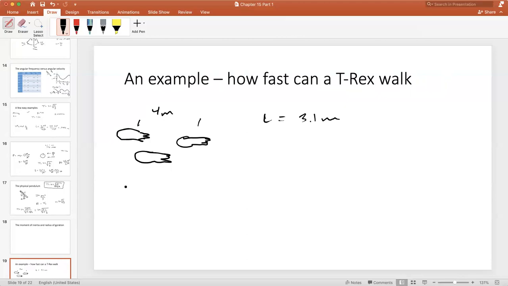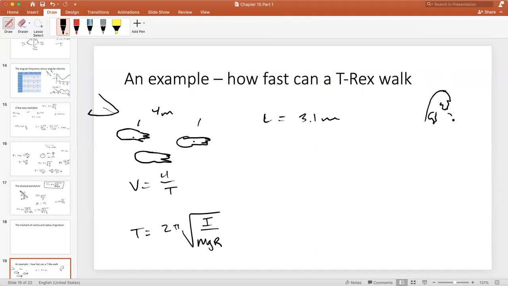Well, we need to figure out how long it took for its left leg to go there and then back, right? Because we assume that it was here and it swung back, and then it picked it up and put it forward. So one full period is the time from left leg to left leg. So if we can find the period, we can find v as this length over the period. Well, the period of a physical pendulum is 2 pi times the square root of I over mgr.